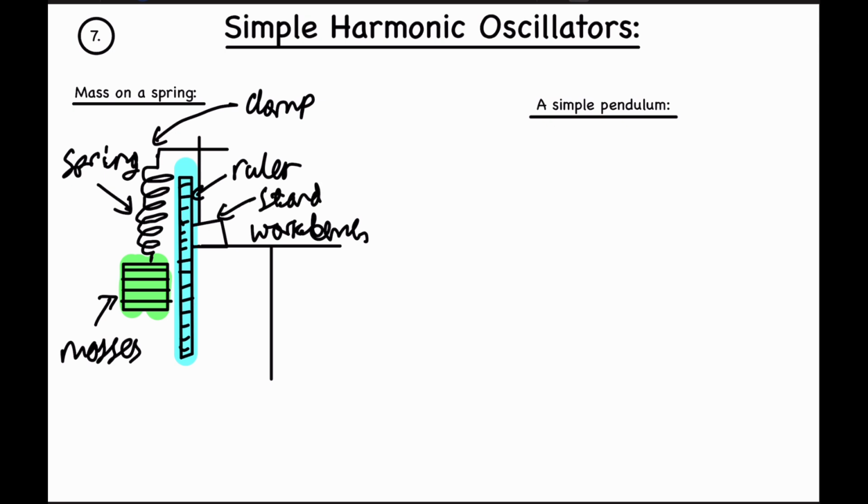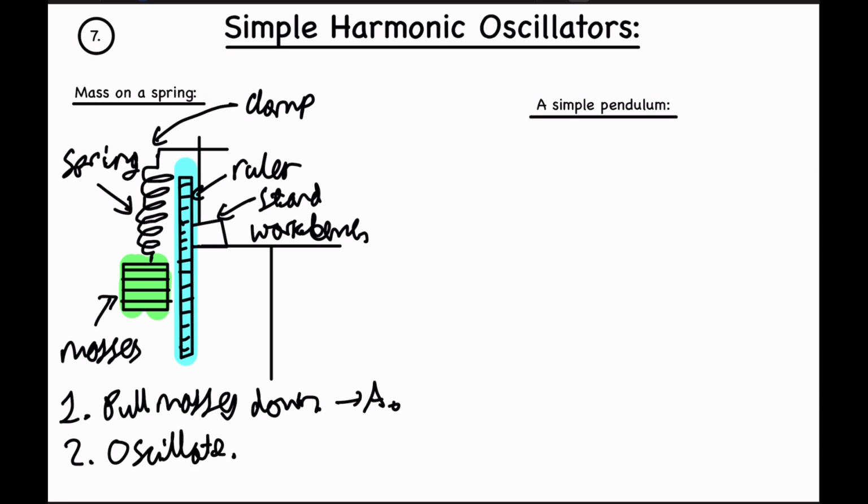Now let's go through the steps. Number 1, pull the masses down a set amount, and this will be your initial amplitude. If you pull them all the way down here, this would be your initial amplitude. The next step is to cause them to oscillate in simple harmonic motion, and you could investigate different factors affecting the period. You could do time against the mass, time against the spring constant by using different springs, and for the mass one, you would change the amount of mass you put on the end. You could also do time against the amplitude by changing the distance you pull it from the center.